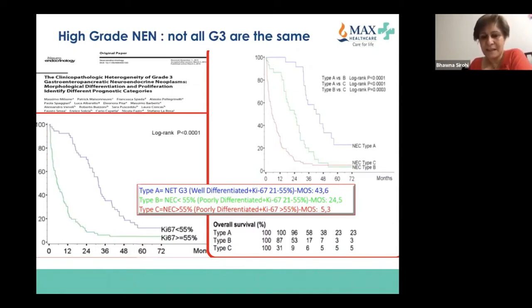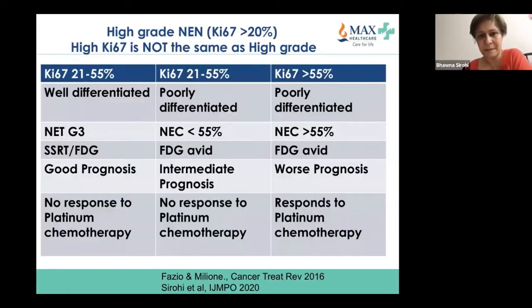You have this type A, where you have a well differentiated grade 3 neuroendocrine tumor with a Ki67 which is more than 20%, but less than 55%. Type B is a carcinoma which has a Ki67 less than 55%, and type C is more than 55%. And as you can see, of type A, B, and C, type C has the worst outcomes.